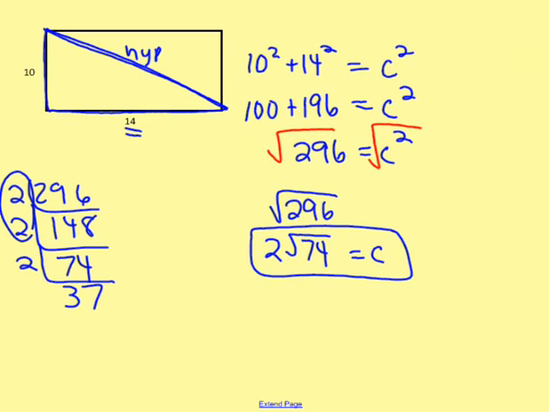You can estimate if they want you to estimate to the nearest whole number. 74 is between what two perfect squares? Well, it's in between 64 and 81, so it's going to be somewhere between 8 and 9. It looks like it's a little bit closer to 9. Let's estimate it to be 9, so then we would do 2 times 9 is 18. So c would be about 18 units.